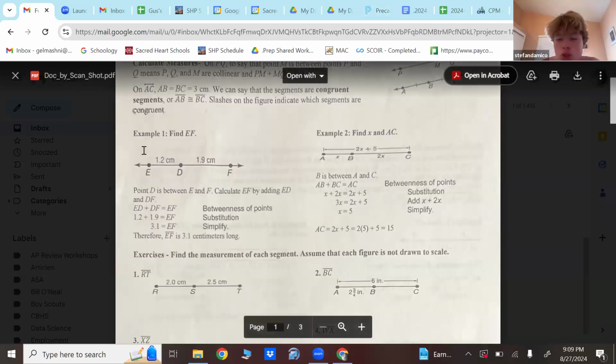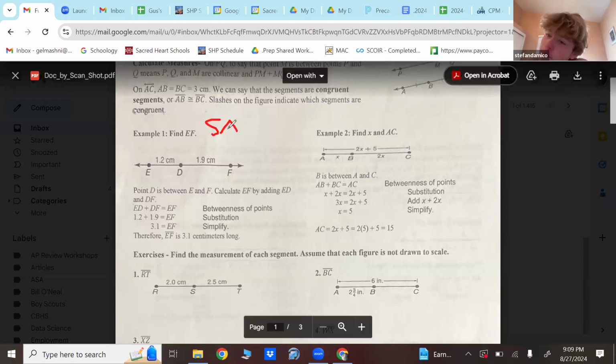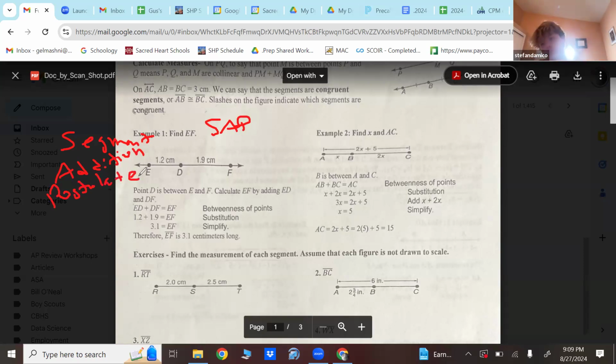So for example, one, that's just called the segment addition postulate. Some people abbreviate it as SAP. So that stands for segment. So yeah, just add those two and it becomes 3.1.